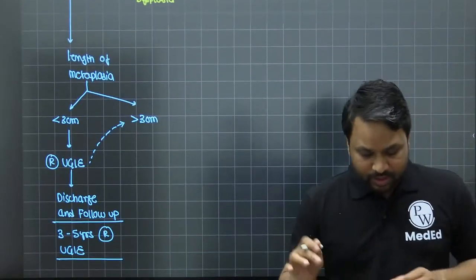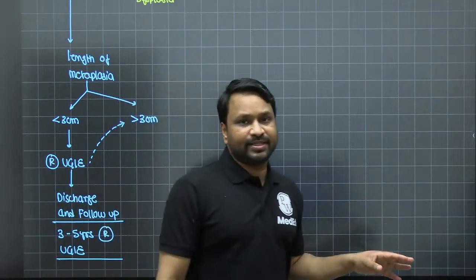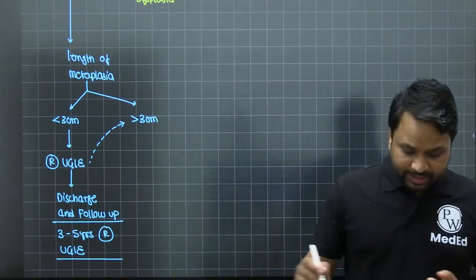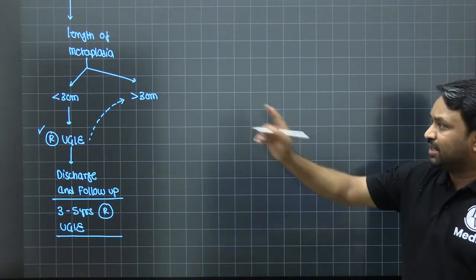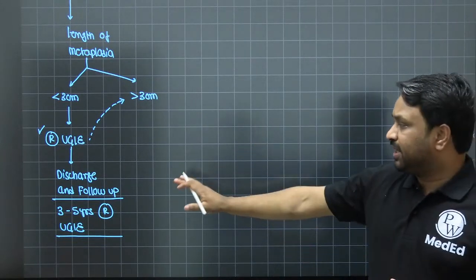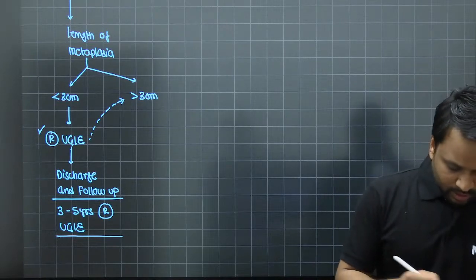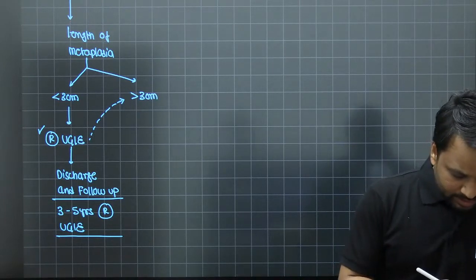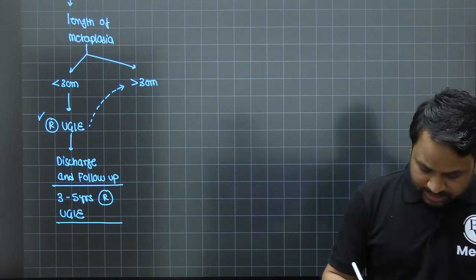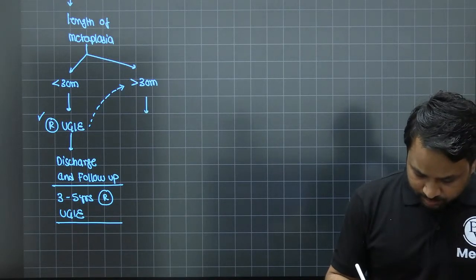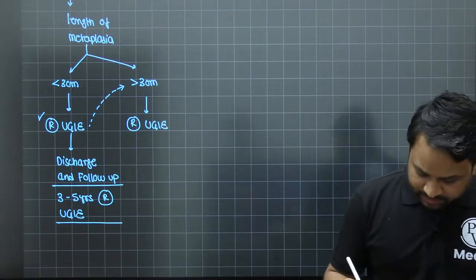Okay? So we have measured the length of the metaplasia. If the length is less than 3 centimeters, you will repeat the upper GI endoscopy to see if there is an increase in length or not. If there is no increase in length, discharge the patient and ask the patient to come back after 3 to 5 years, right? Now, if it is more than 3 centimeters, then repeat upper GI endoscopy every 2 to 3 years.